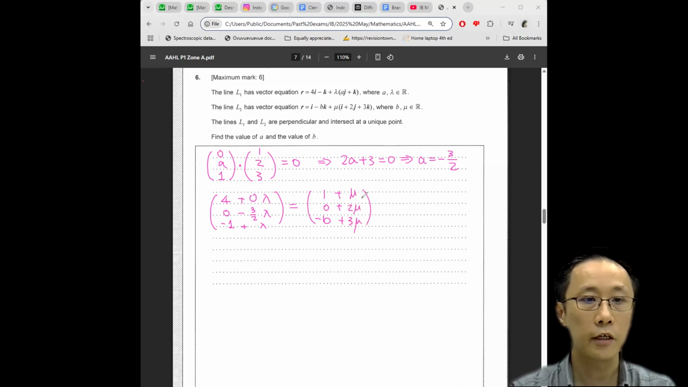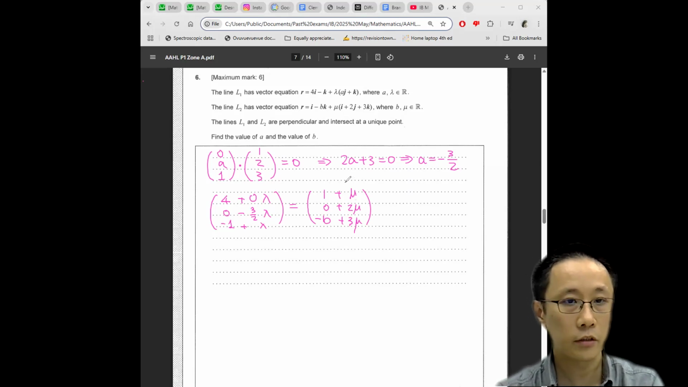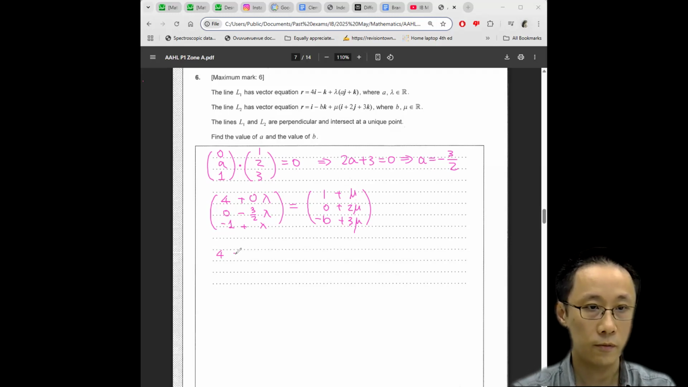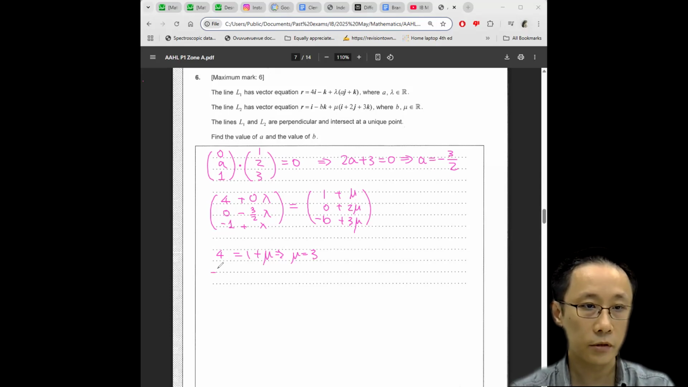In the worst case scenario, we will get 3 equations and 3 unknowns, which we can solve simultaneously. Fortunately for this question, I think the first component already allows us to determine that mu equals 3. We can now use mu equals 3 in the second component. And this gives lambda equals negative 4, I think.